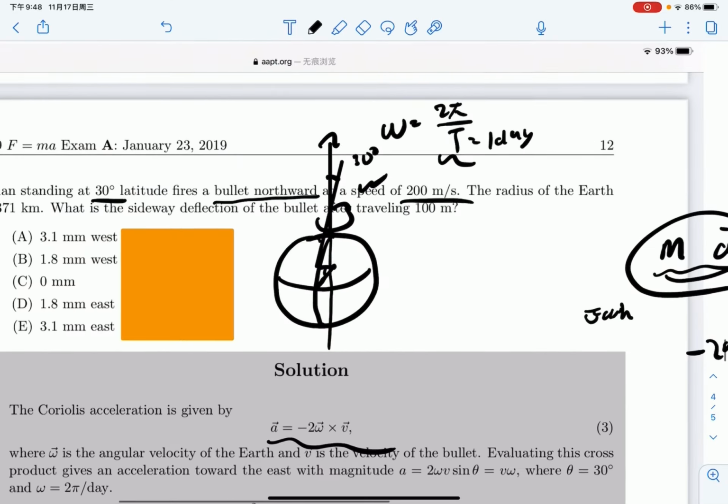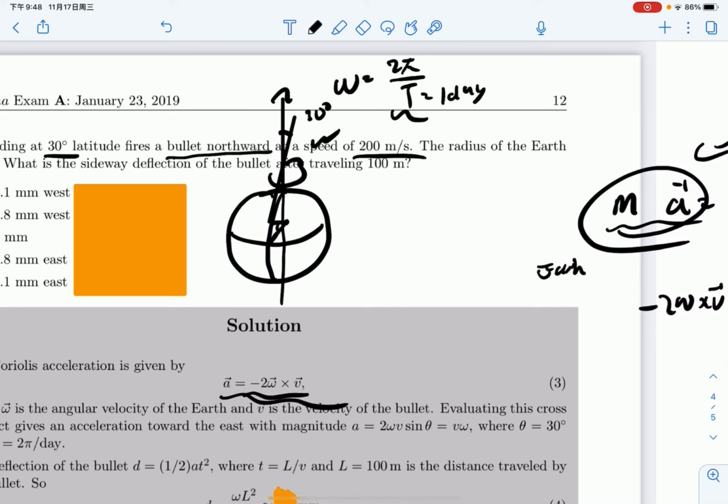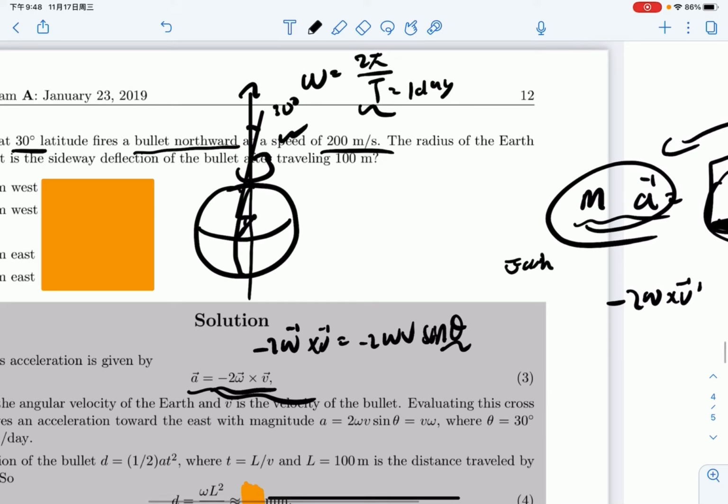So this stuff is just going to be 2w v sine theta. The acceleration is equal to negative 2 w v sine theta. And in this case, theta is just going to be 30 degrees. So the acceleration is going to be negative 2 w v sine theta.